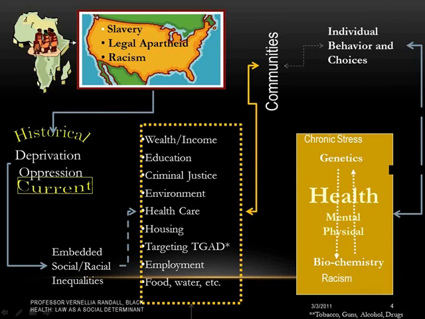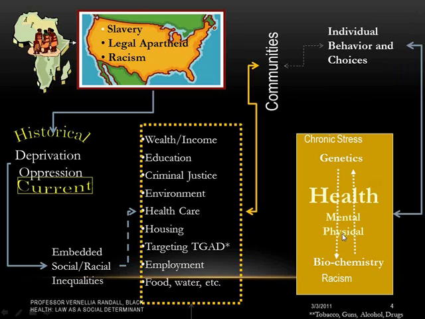This is a complicated diagram that I won't go into detail about because we've discussed it before, but it basically says that this problem with our health is both historical, due to historical deprivation and oppression, and current deprivation and oppression. And what we see is that we have embedded racial inequalities that impact our communities and impact individual behavior and choices, and that results in health problems.